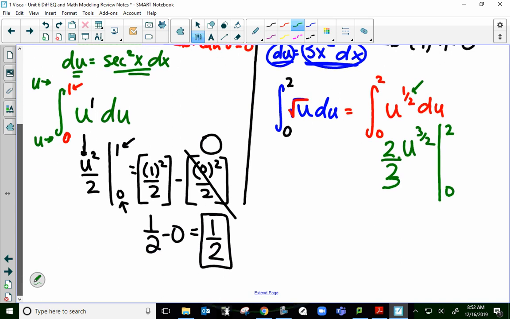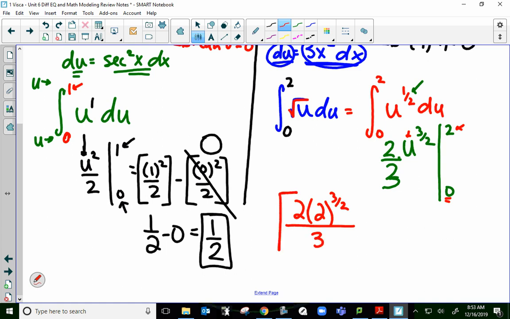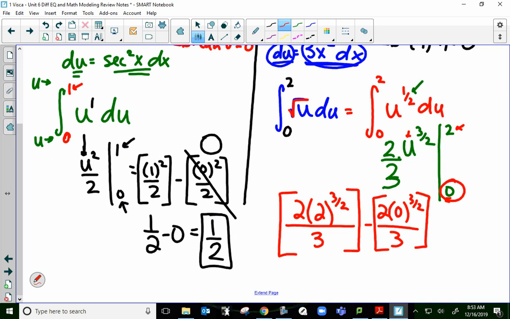So let's take a look at what we got here. Love using zeros, my fave. But I'm going to first put a 2 in for u here. So I've got 2 times 2 to the 3/2 over 3. This is what happens when I put a 2 in. Minus putting a 0 in. 2 times 0 to the 3/2 over 3. I know this is going to go bye-bye to 0.